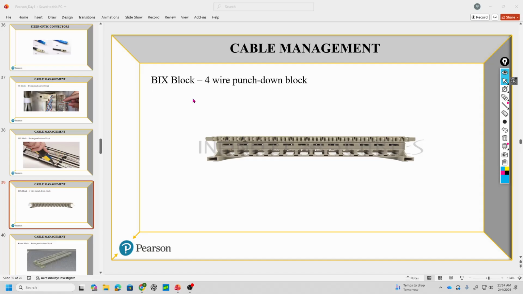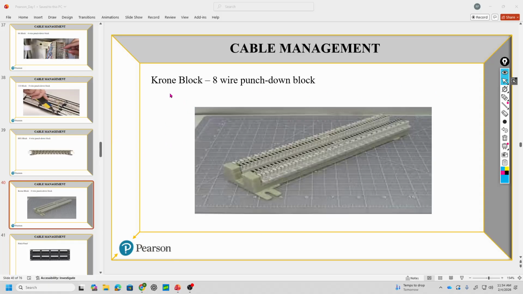Okay, this is a BICS block. This is kind of Canada and Europe's pretty much Canada, 4-wire punch-down block. And here's the Chrome block. So this is Germany and Europe's 8-wire punch-down block that would be similar to the 110 block here in America.